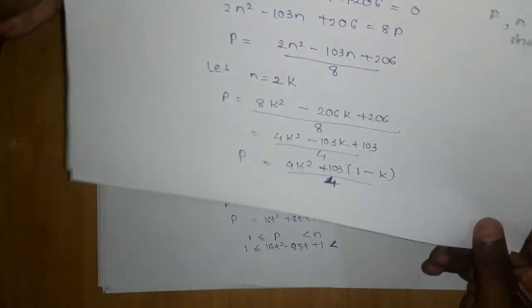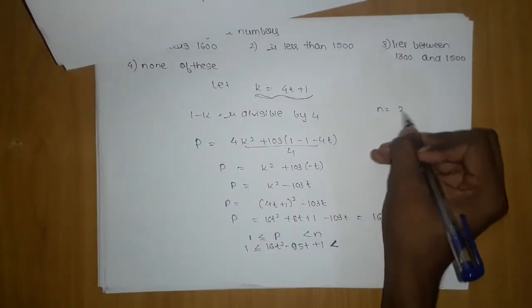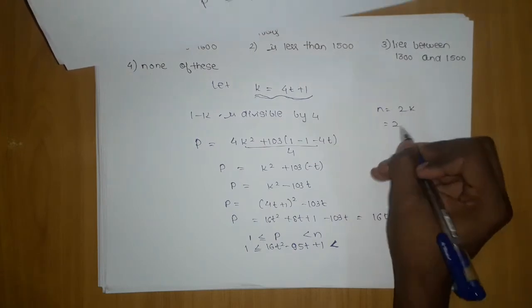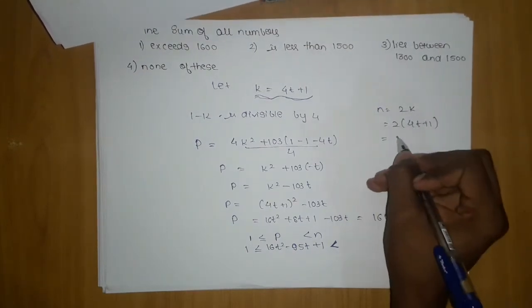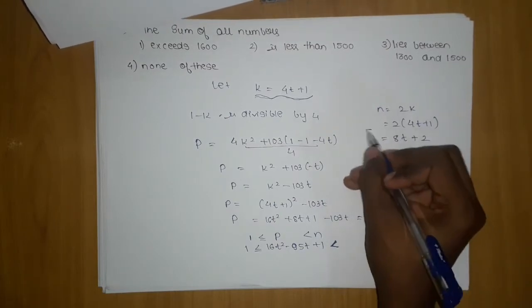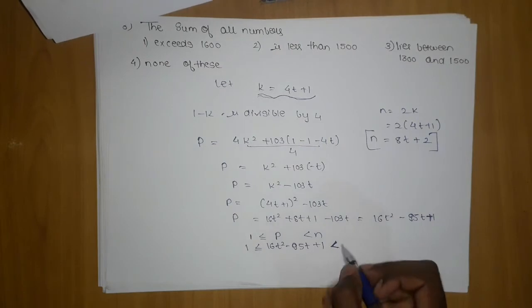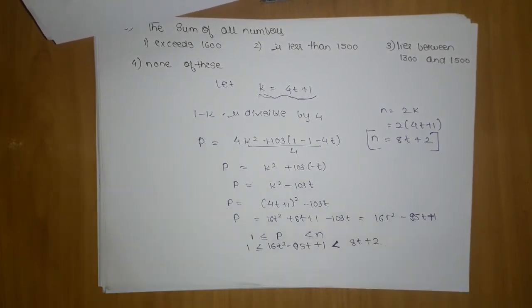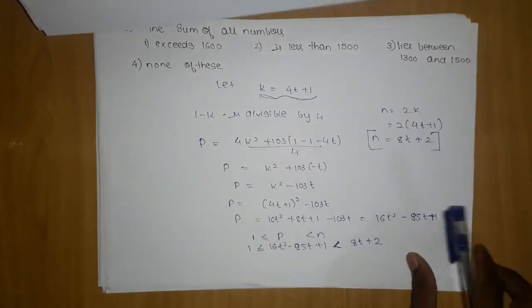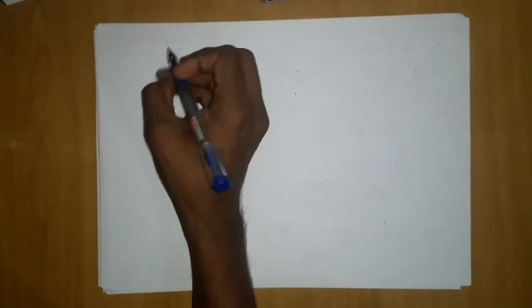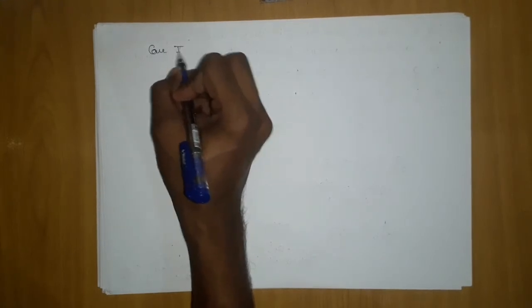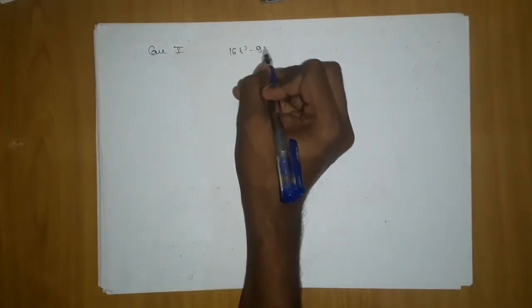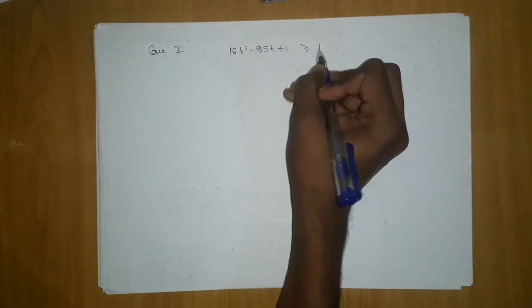Do we know the n value? Now how can we get the n value? The n value is 2 into k, but we have assumed k as something else, 2 into 4t plus 1. So we will substitute here, which will give me 8t plus 2. So I got my n also. So I can put here 8t plus 2, and I will move it to that side. We will solve it separately, and we have to take the intersection. So if I consider case 1, which is 16t square minus 95t plus 1 greater than or equal to 1.